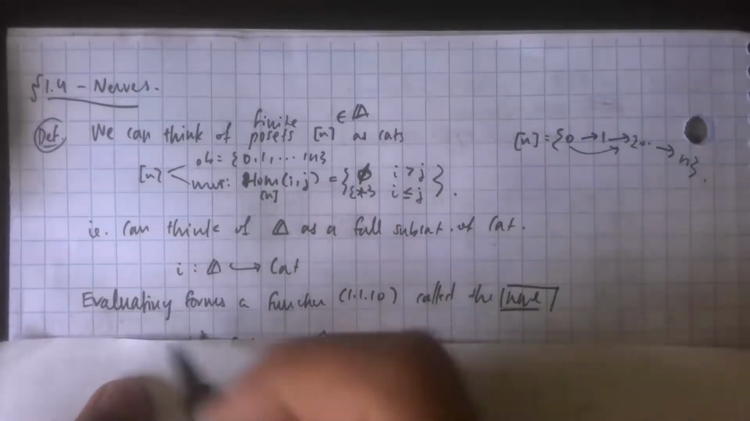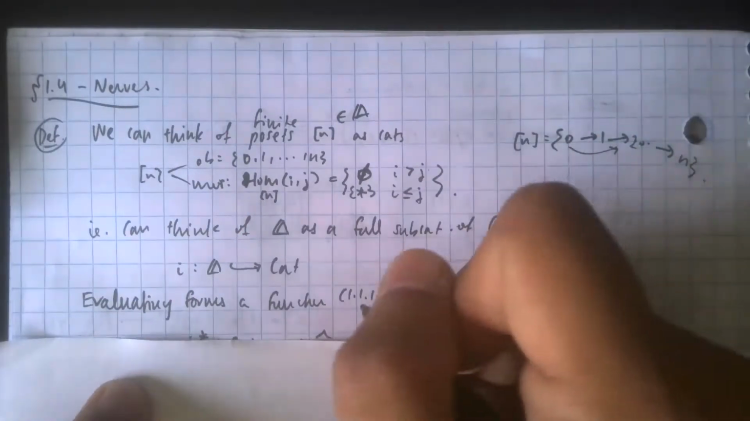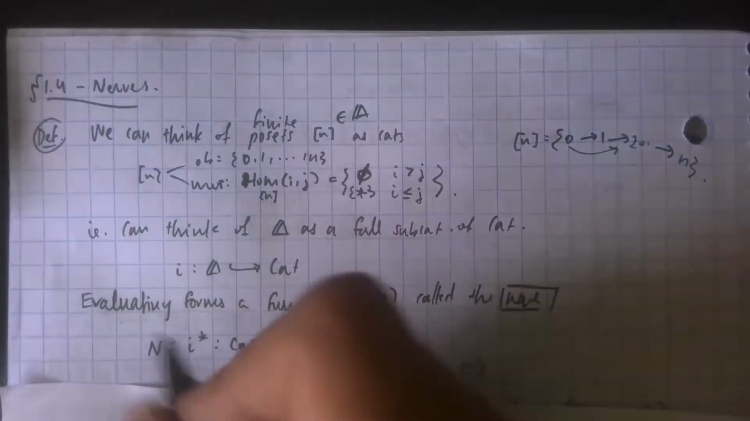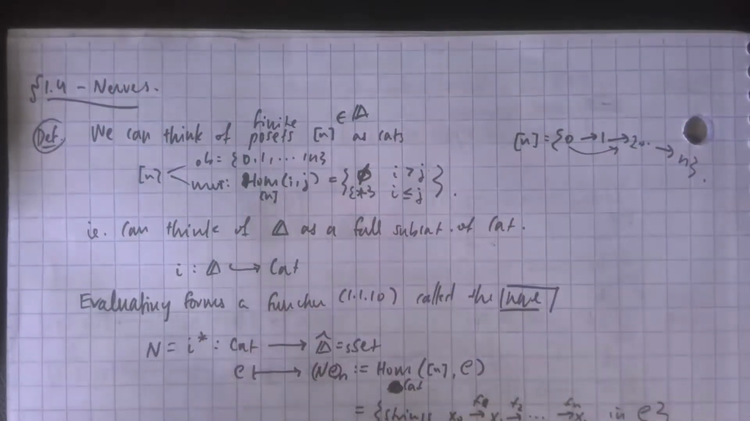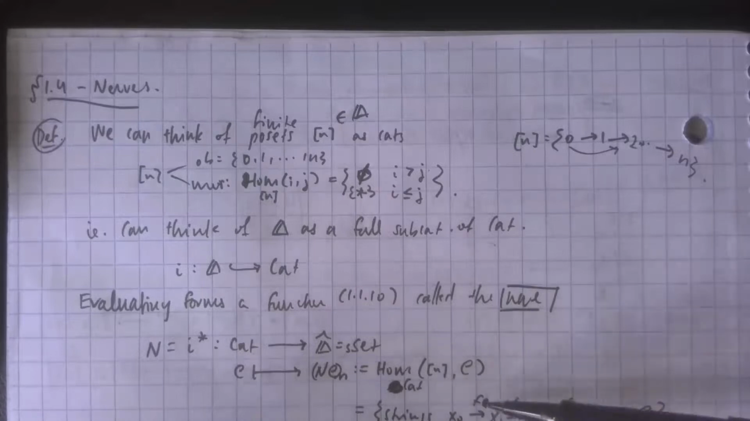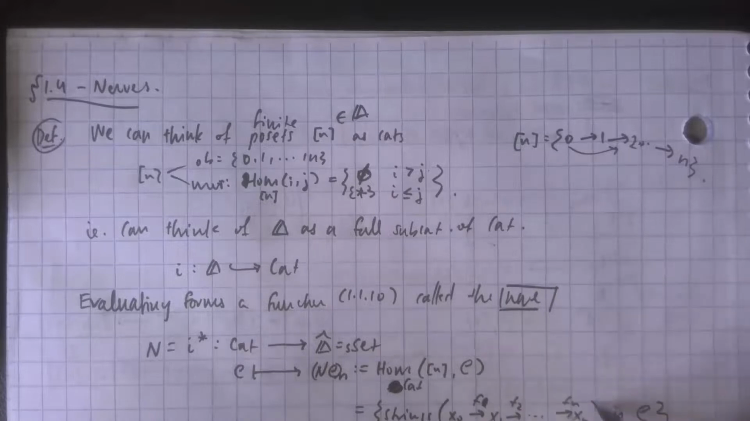Then using that evaluation thing from 1.1.10 again gives us a functor called the nerve. By definition, it takes a category and forms a simplicial set called the nerve of that category, and the n-simplices of it are just Homs from this guy into C. If you work out what that means, they give you strings of n composable morphisms in C.